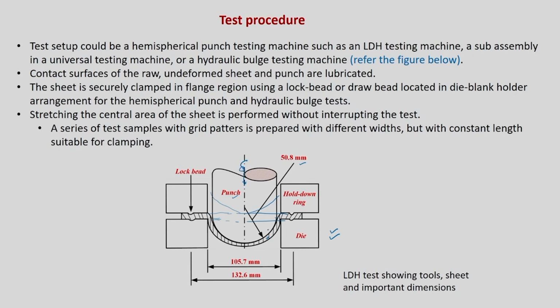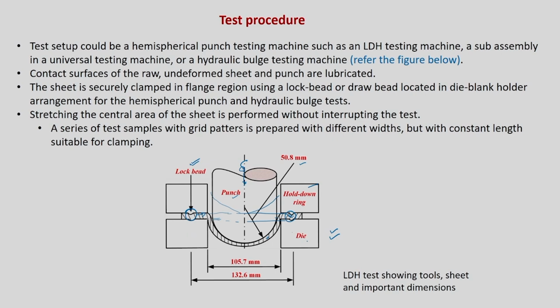So the sheet is actually stretched, and to avoid the radial movement of your sheet, the sheet is locked here by something called a lock bead or draw bead. Okay, and this is called a hold down ring, or you can also say blank holder, and there is a die. All are circular in nature. So it's a cylindrical punch. This blank holder is nothing but a ring with a hole at the center. Similarly, the die also has a hole at the center.